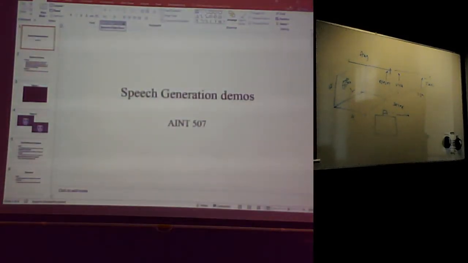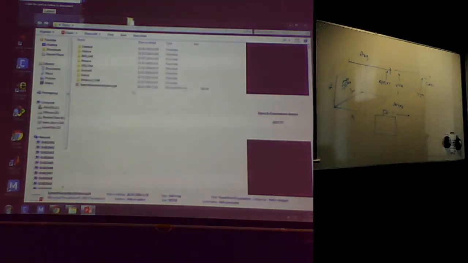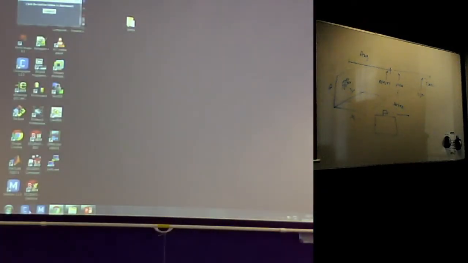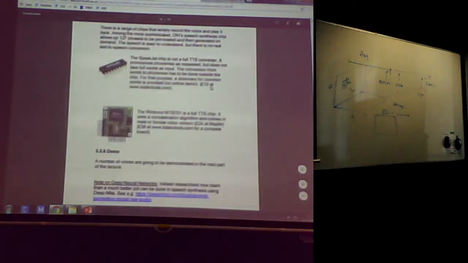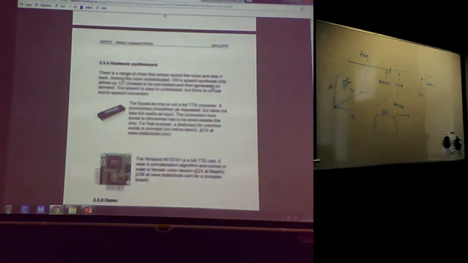I like the idea that this can be a chip. So it's interesting to have the same sentence said by different software. So the OKI, what was the OKI chip? The OKI chip is important.